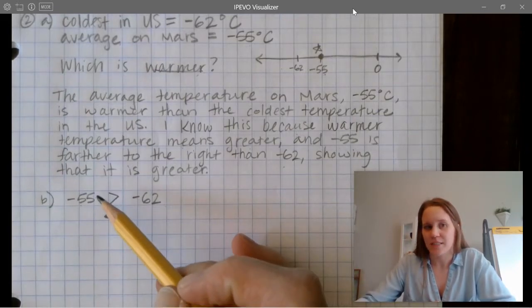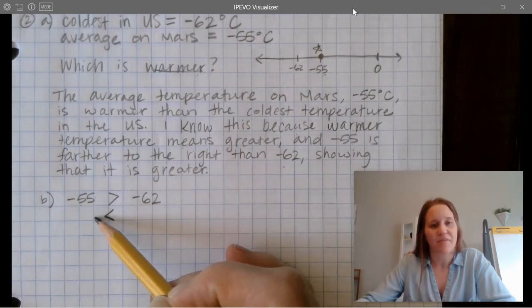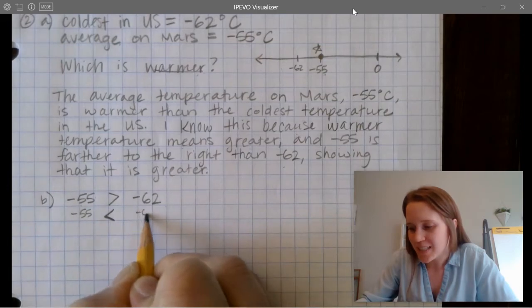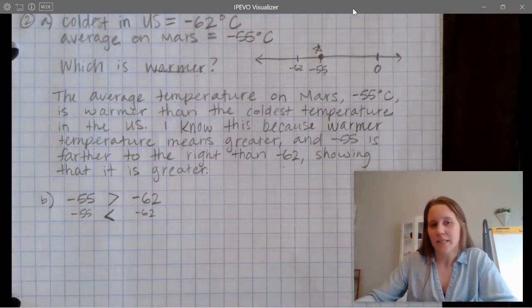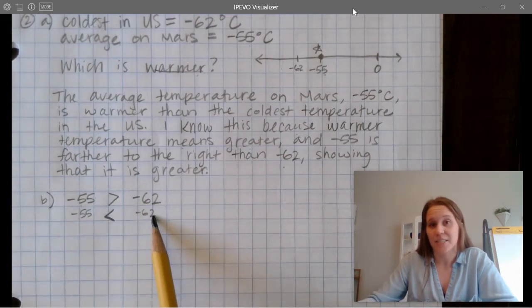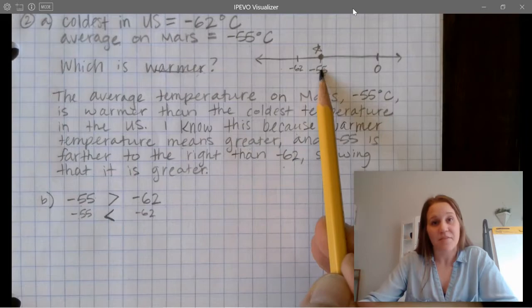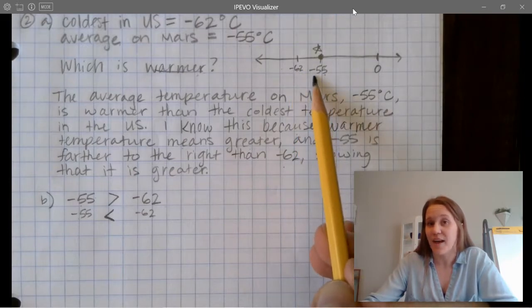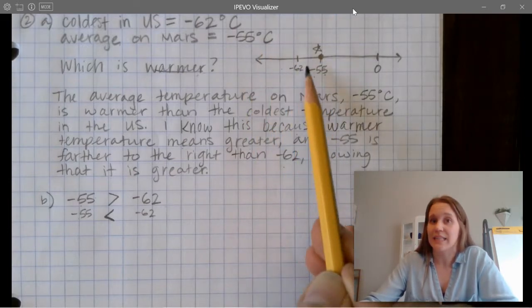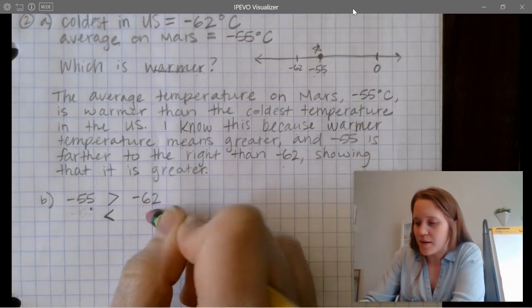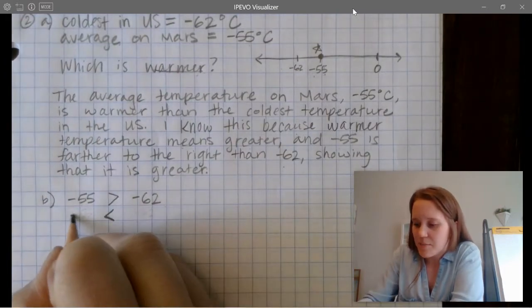Maybe you wrote the same thing. You put the negative 55 first and the negative 62 second. I'm going to go ahead and do that. But maybe you'll notice that this is actually incorrect. What this says is negative 55 is less than negative 62. Is negative 55 less than negative 62? No, actually, negative 62 is less than negative 55 because it's farther to the left. So this one's incorrect. I'm going to just flop the order of the numbers and see if I've made a true statement.